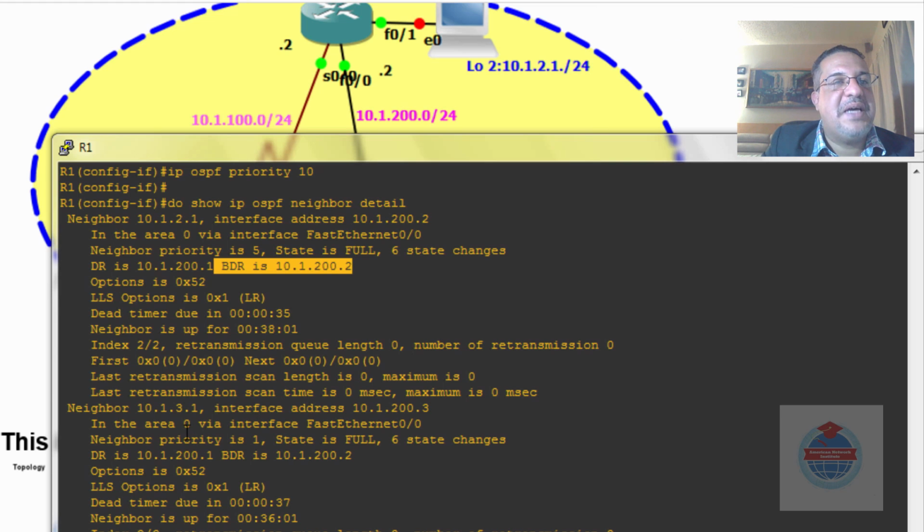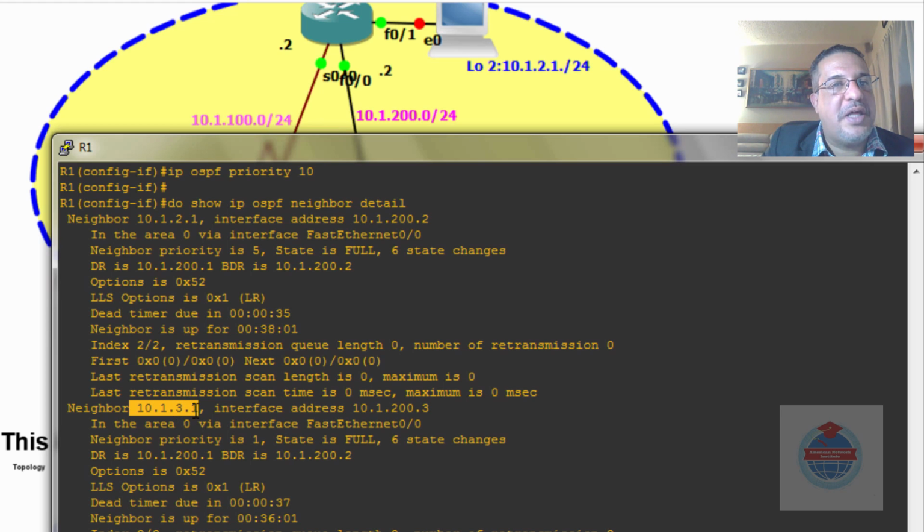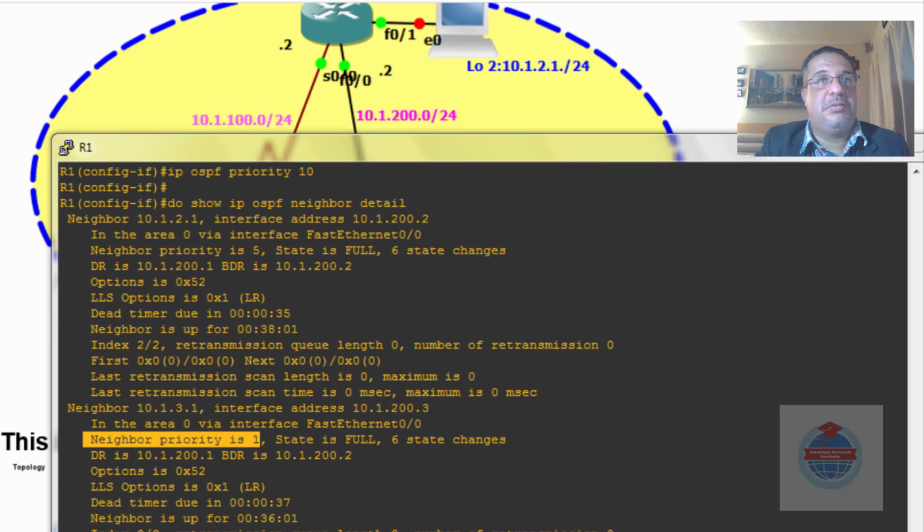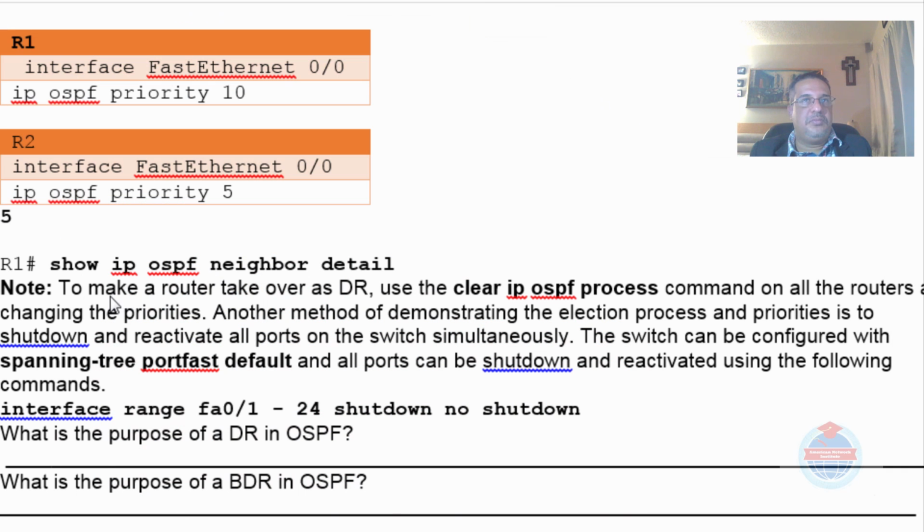But besides that, it mentioned that on the neighbor 10.1.3.1, the neighbor priority is 1. Remember that that's how we set up from the beginning of this exercise. Got it? Okay. To make a router take over as DR, use the clear ip ospf process.